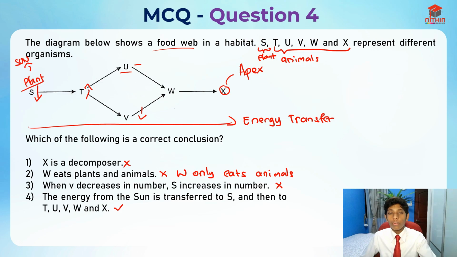So when the plant gets its energy from the sun, T gets its energy from the plant, which is directly linked to the sun, and U and V get their energy from T, which is directly linked to the sun as well. I hope you understood that. So basically 4 is the right option for this question.